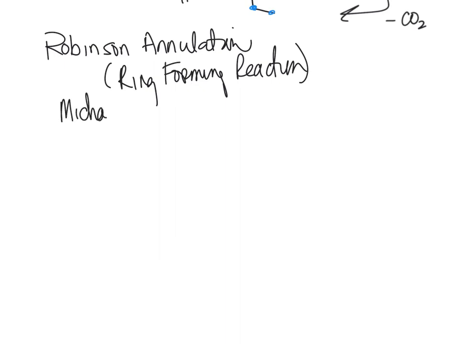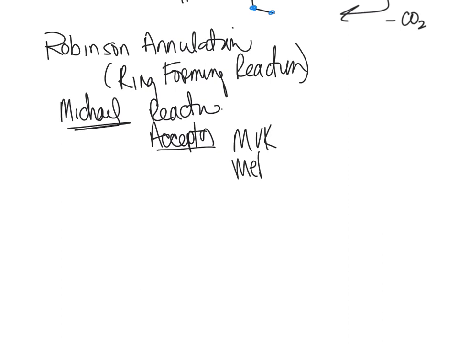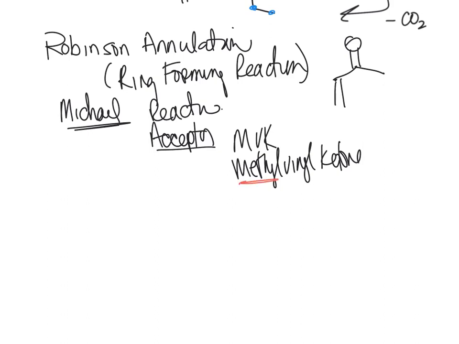This uses a Michael reaction, and that Michael acceptor, in particular it's a Michael acceptor, is called the MVK. This is methyl vinyl ketone. So what does that look like? It looks like this. So this is a methyl, there's your methyl, vinyl, there's your vinyl, and ketone, there's your ketone. Okay, so you use a methyl vinyl ketone, and then you have some form of ketone.